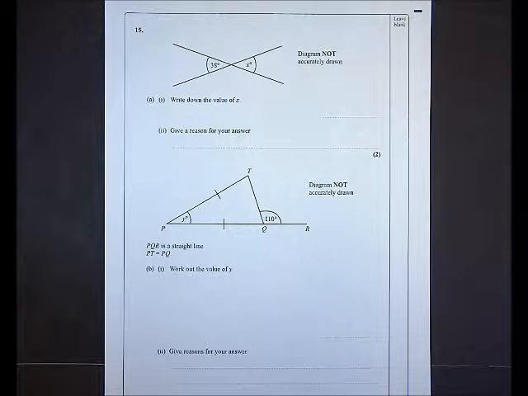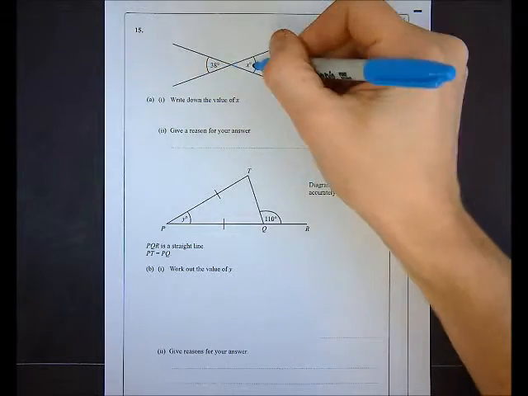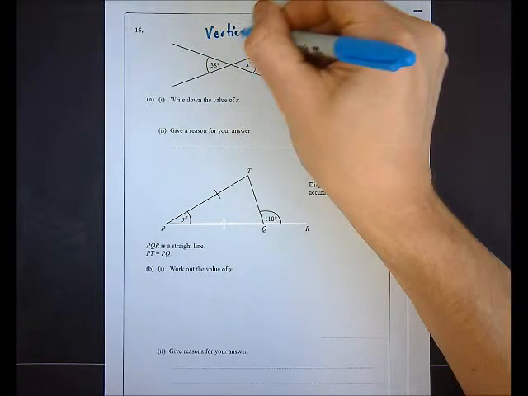In question 15, part A, I'm given a diagram and I'm asked to write down the value of x. Now I can see that these two angles here are what's known as vertically opposite angles.